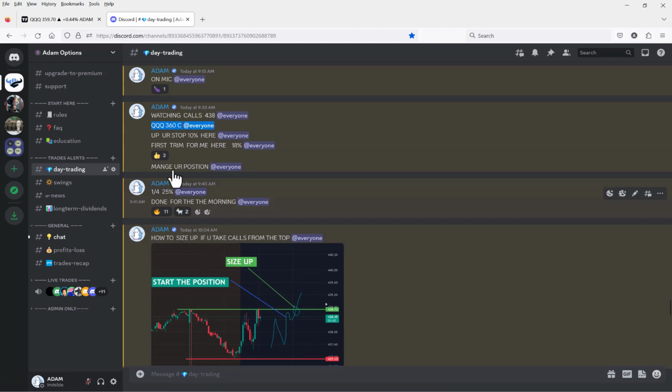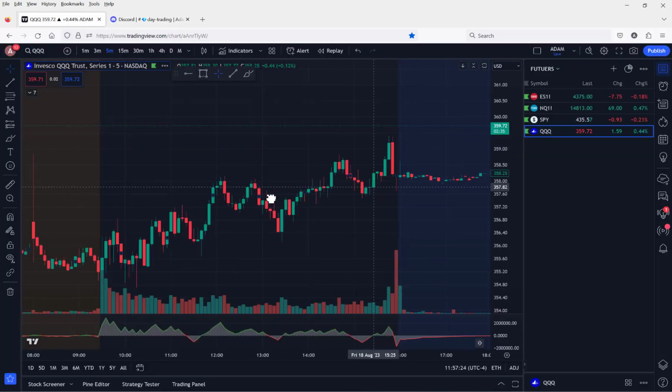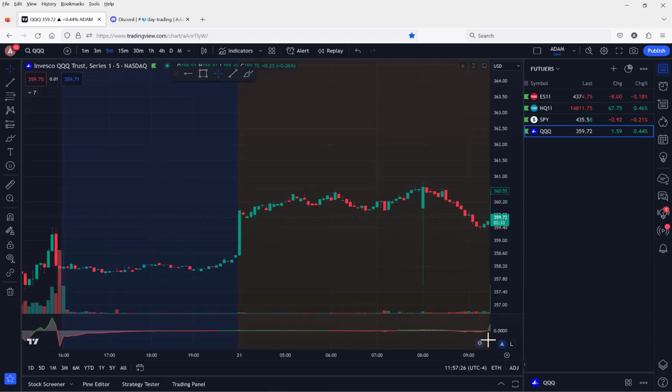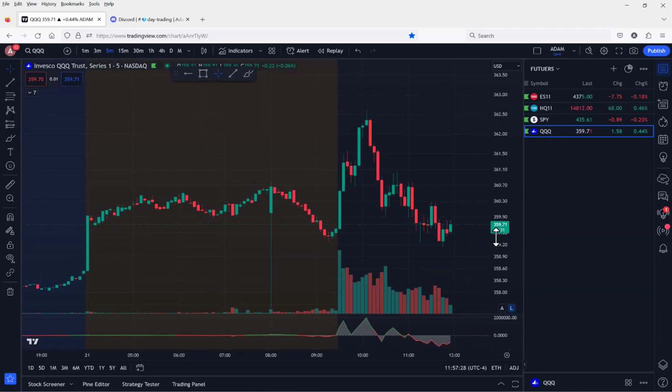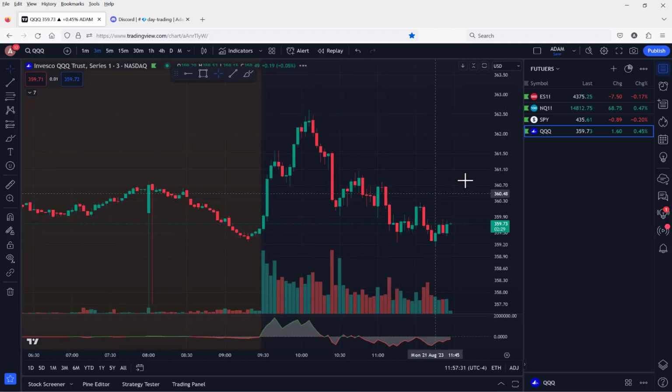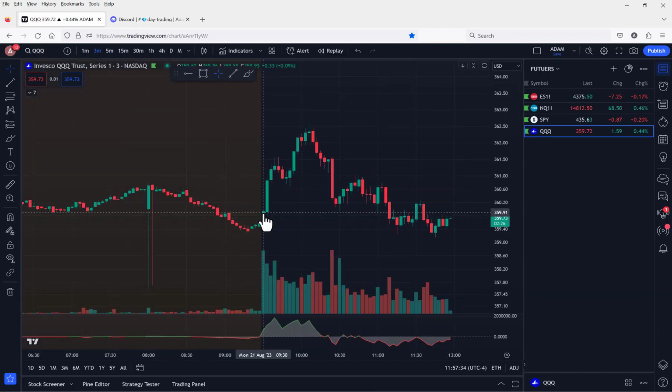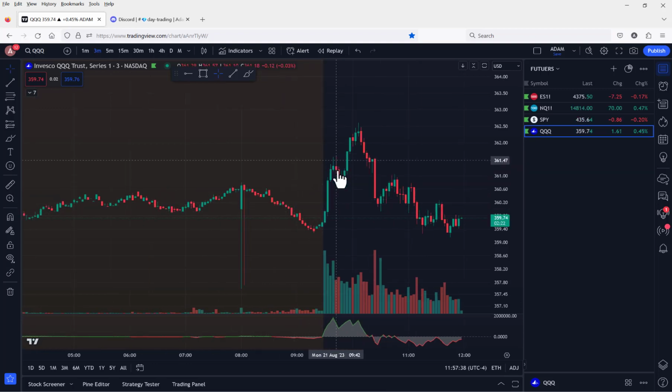We took the trade exactly here. Let me share with you where we entered. We took the trade on the 3-minute chart. The view up is around here. We took the trade here and we started trimming our position here.